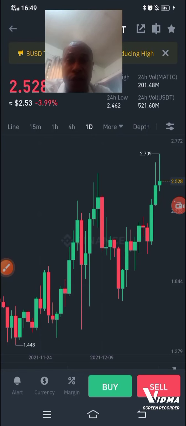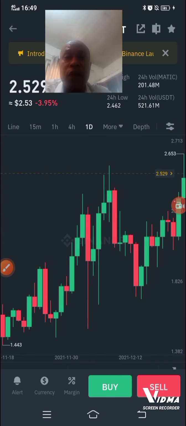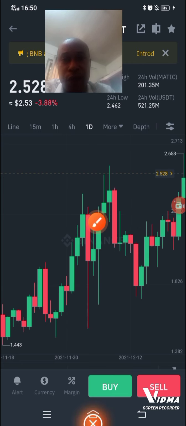As you can see, as I have been telling you about the technical analysis, how you can determine swing down in a trading chart. Yes, this is a daily chart, and as you can see, look at these three candles. Look at them very well. Look at the one on the left hand side.